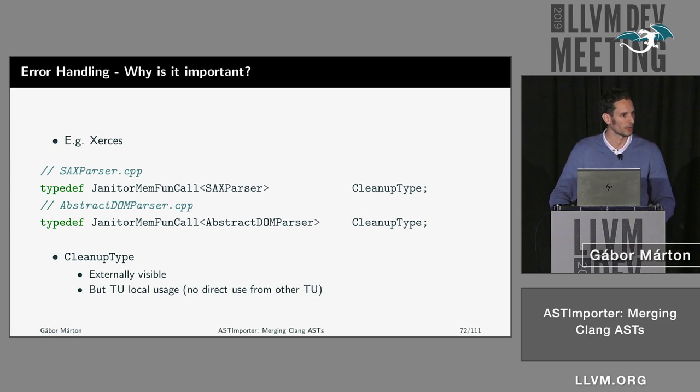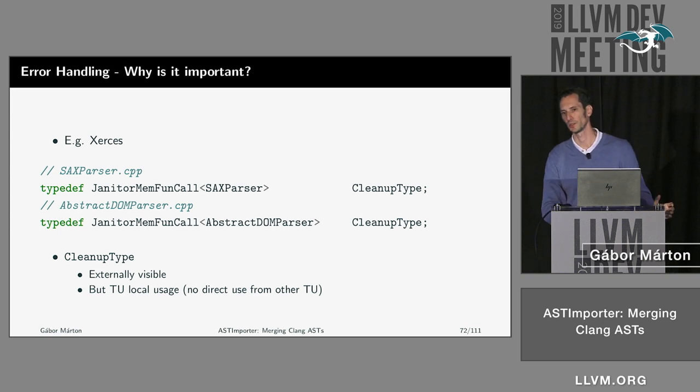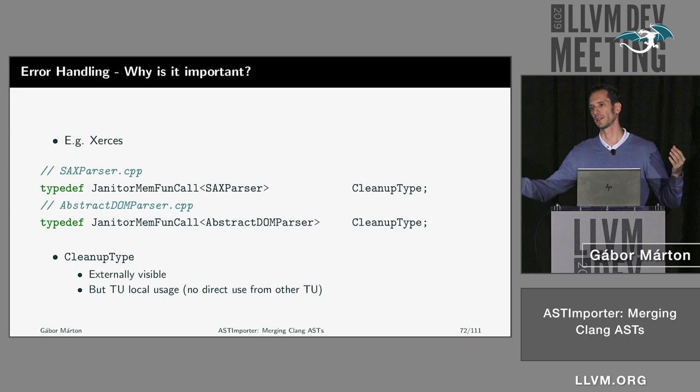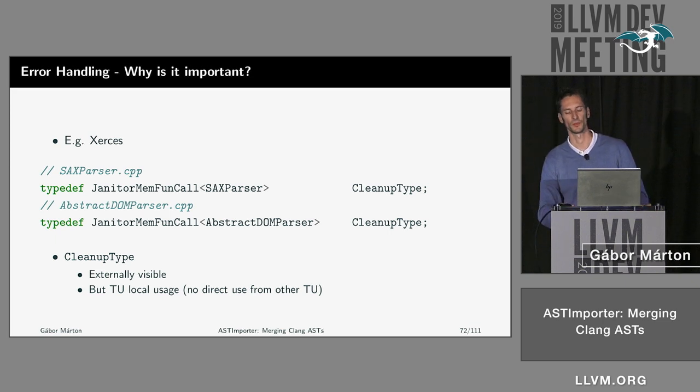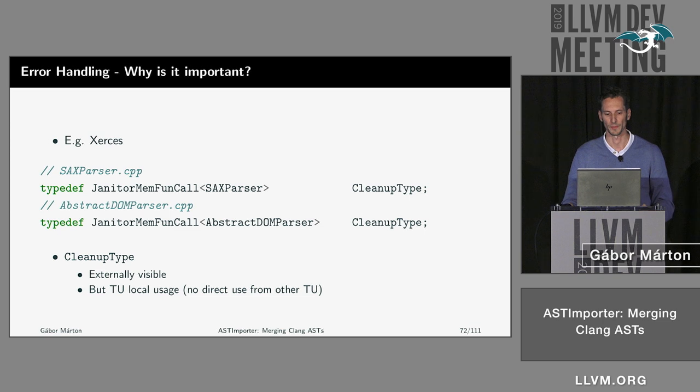I've been talking about error handling for quite a while now, and you may wonder why would I like to import one inconsistent definition into a context where I have another definition. So the thing is that these errors are more frequent than you may think at first sight. A real life example is the Xerces library. In this slide, you see two different translation units. They define the cleanup type as different class template instantiations.